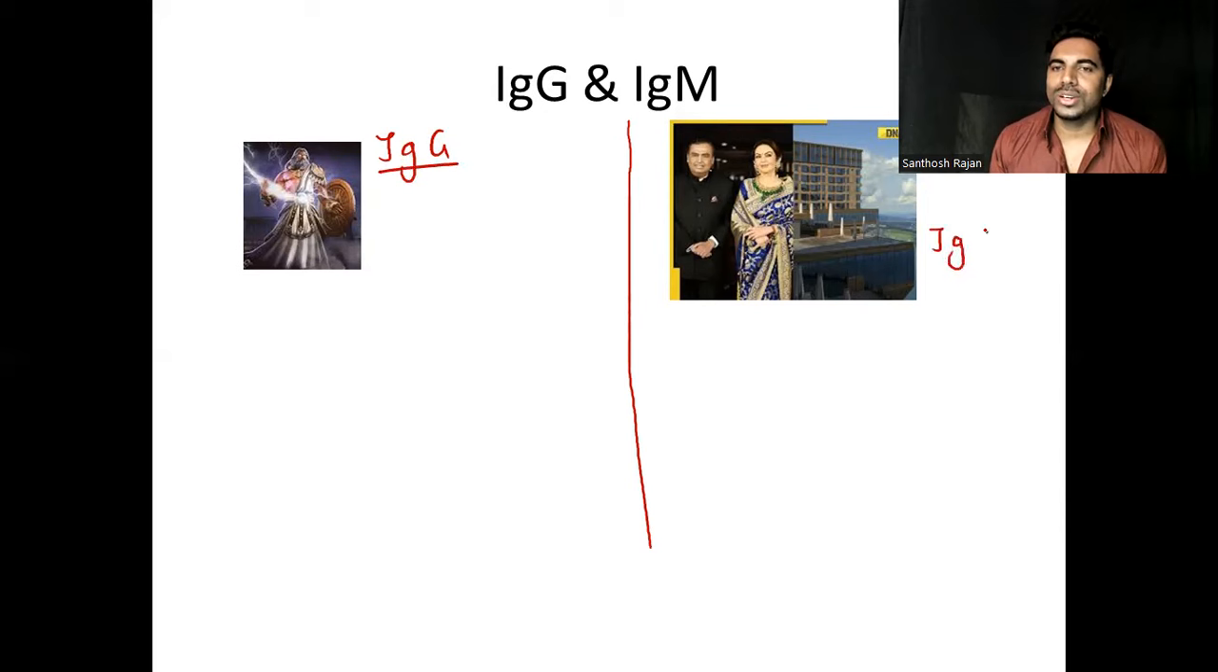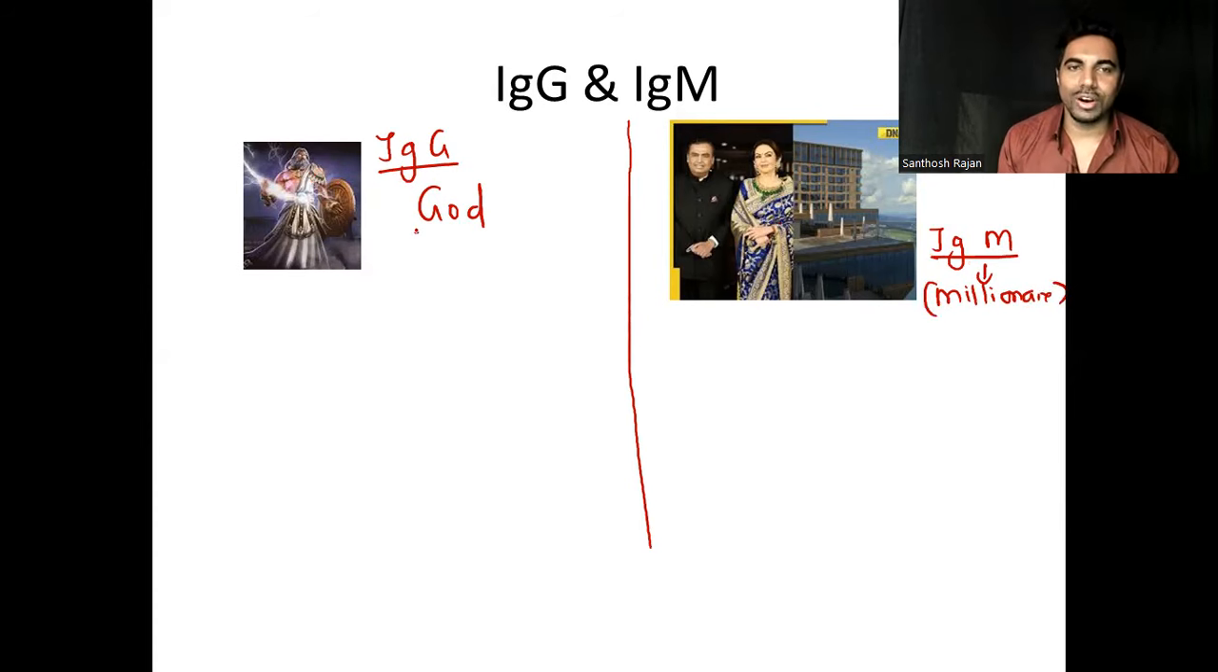Why, sir, did you put Mukesh Ambani here and G here? G for God, and M for millionaire. Millionaire Mukesh Ambani. Anybody is actually a billionaire, but let's put him in millionaire for our remembrance. Okay, God. Remember one thing.